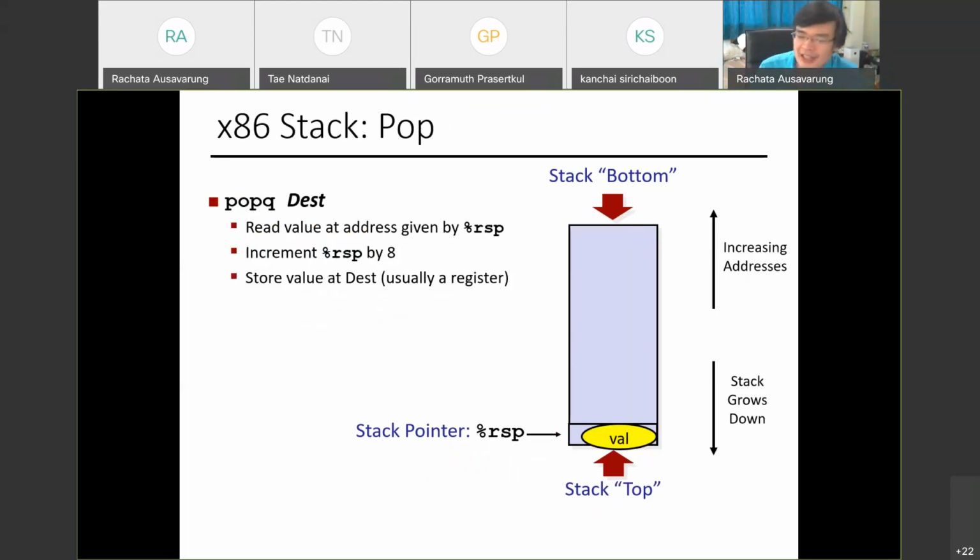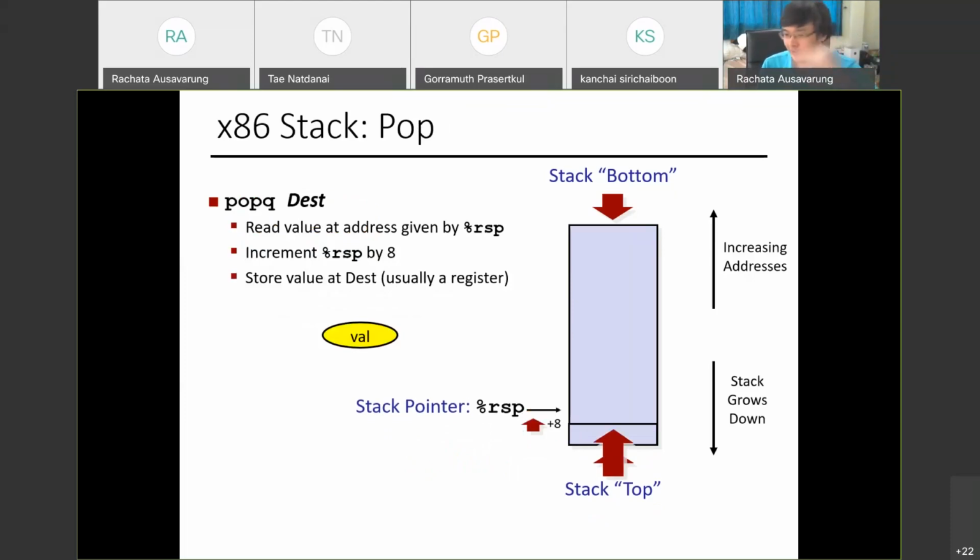Pop is kind of the same. Pop would pop things out from your stack, and now you notice RSP goes up, so it gets incremented by 8. And then the value would get stored in whatever register is in the destination.